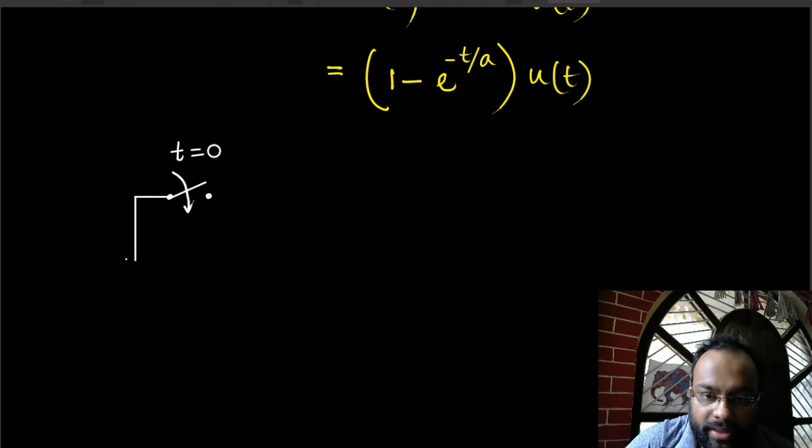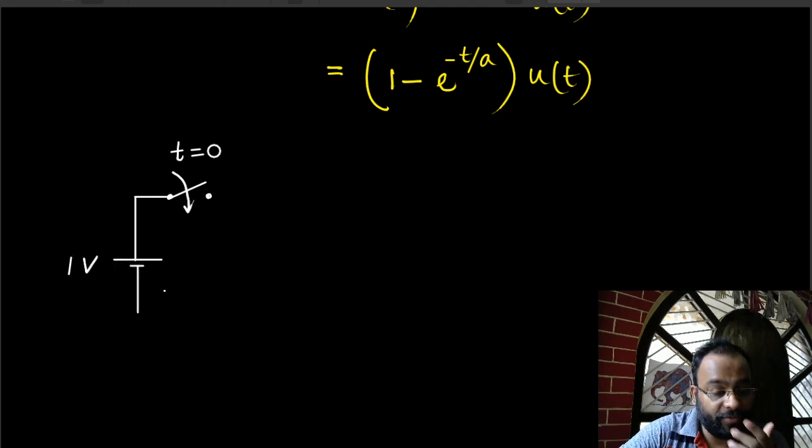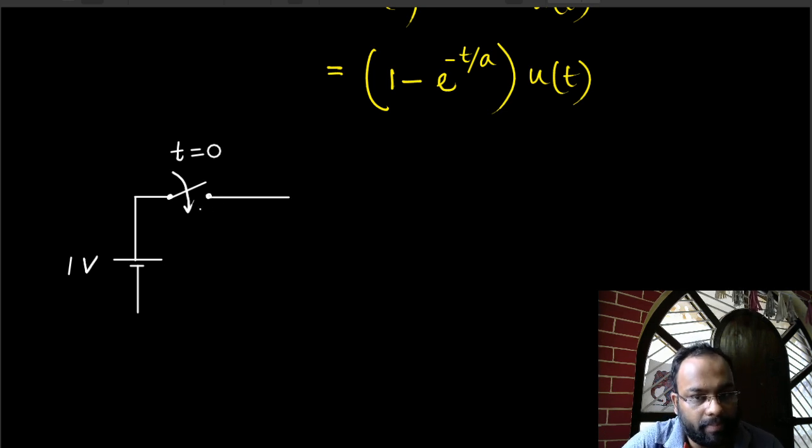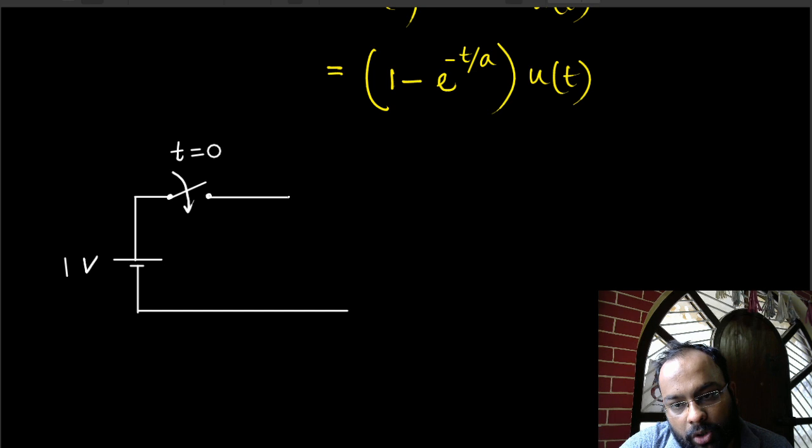So you are familiar with something like this. If you have a 1 volt power supply, an ideal 1 volt power supply, and a switch that I turn on at t equal to 0, that will be an ideal step input, right? Unit step input rather. So 1 volt applied at t equal to 0. Before that it was open and everything was discharged, imagine, right? So there is a resistor and there is a capacitor.